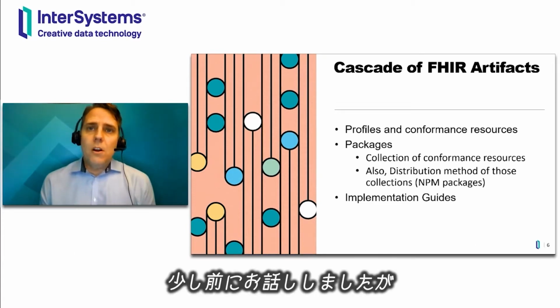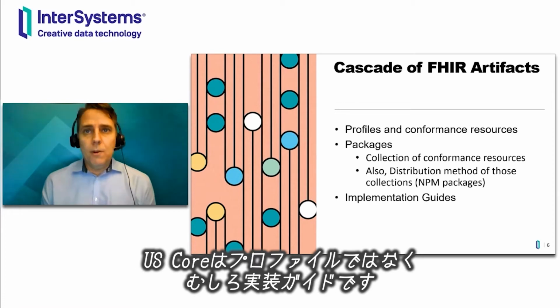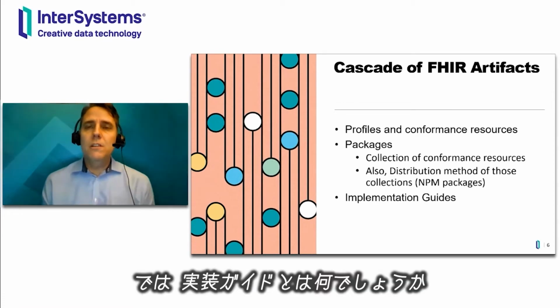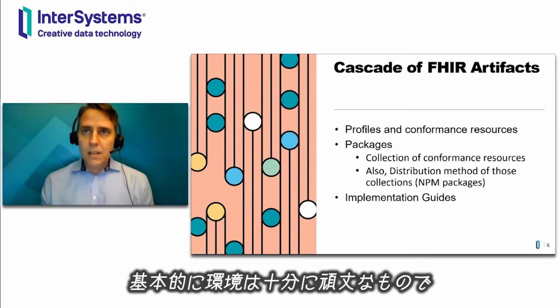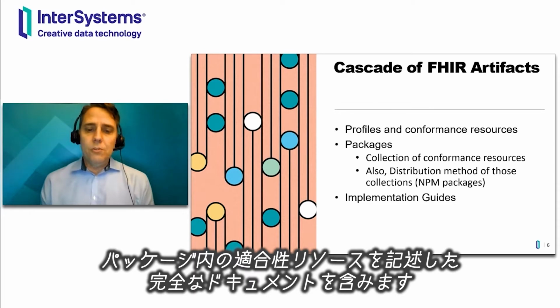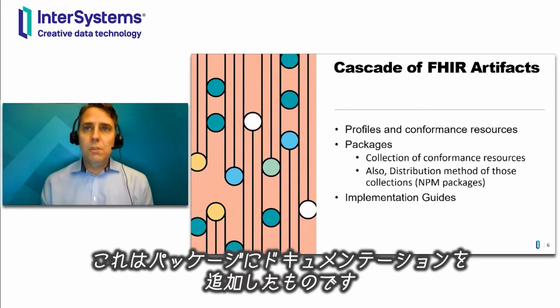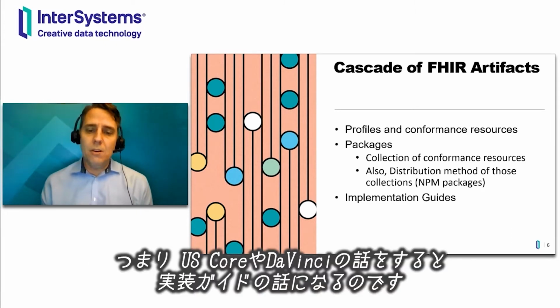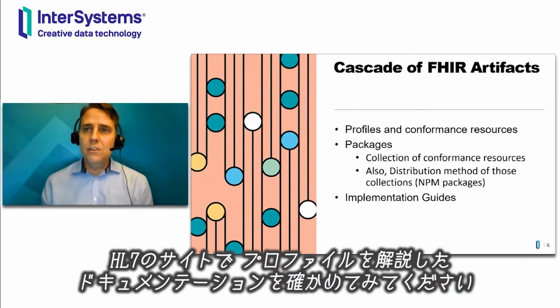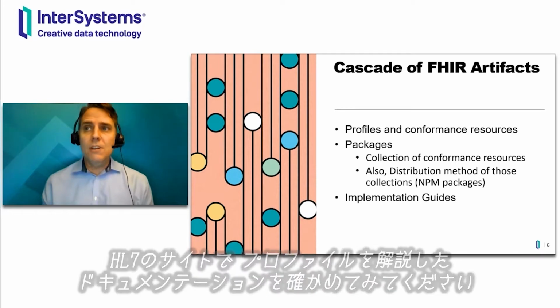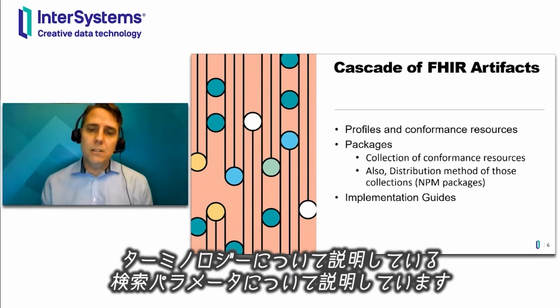I talked a little bit earlier about how US Core is not a profile, but rather an implementation guide. Well, what is an implementation guide? Basically, it's an environment that's robust enough to include full documentation that describes the conformance resources in the package. So it's a package plus documentation. So if you're talking about US Core or DaVinci, these are implementation guides. You can go to the HL7 website and look at the documentation that explains the profiles, that explains the search parameters, that explains the terminology.